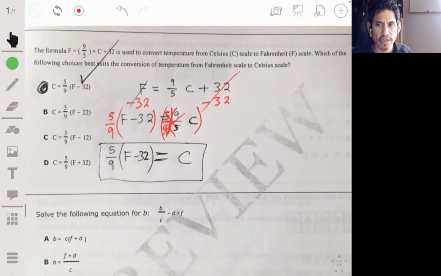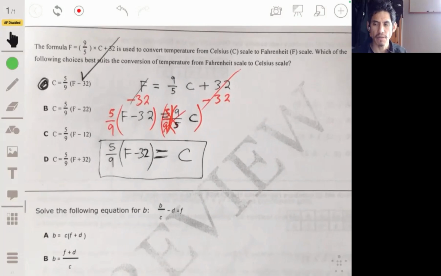I adjusted the lighting. Hopefully it's a little better, a little easier to see. All right, next one.